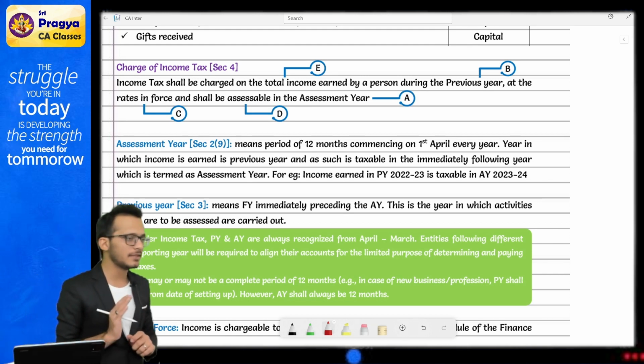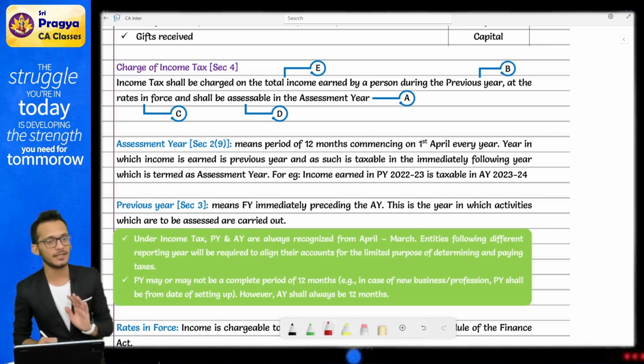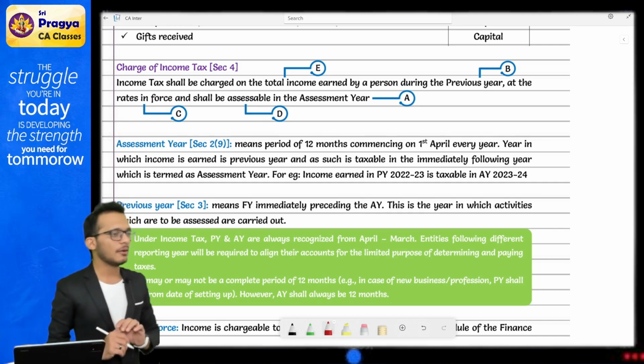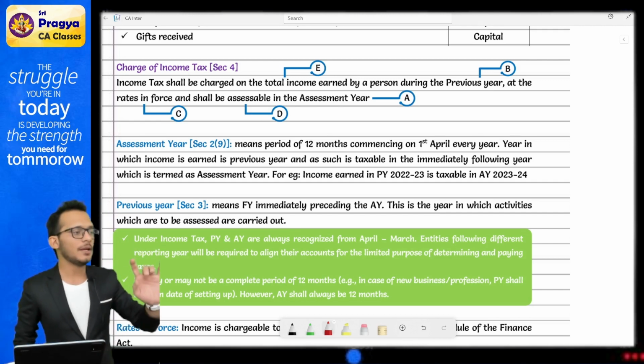All these are examples given to you. You have to decide whether it is capital or revenue. Basis that, a discussion will happen whether it is taxable or not taxable. Rahul, how to decide taxable? For subsequent chapters, they come and use the word total income.